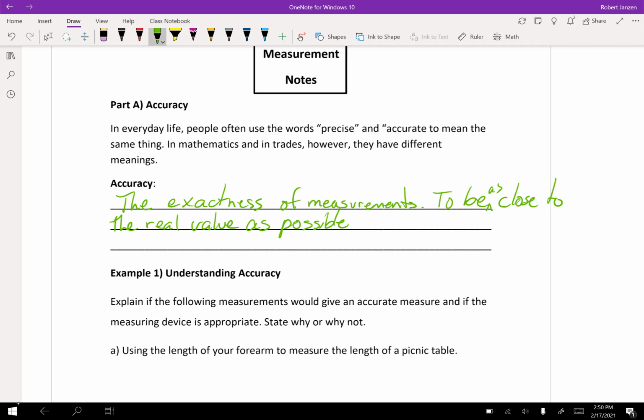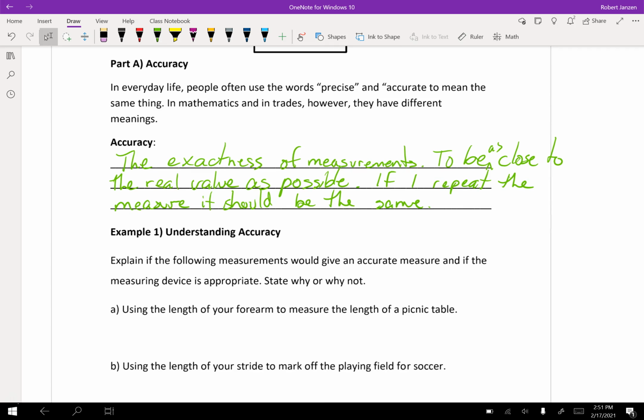If I do it a whole bunch of times, I should get the same measurement. If I repeat the measure, it should be the same. I'm more accurate if I get the same thing over and over again. For example, if you were shooting a basketball, if you get it in over and over again, you're becoming more and more accurate, because you're doing the same thing and having the same result.